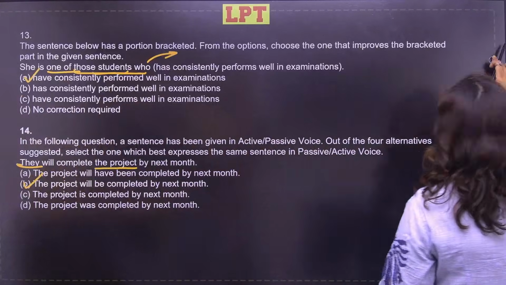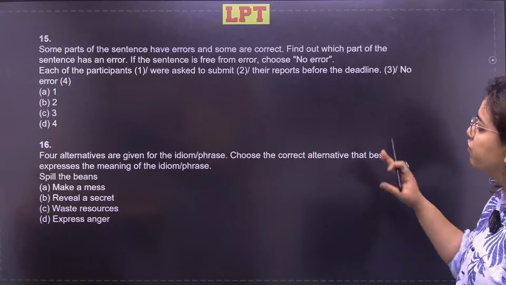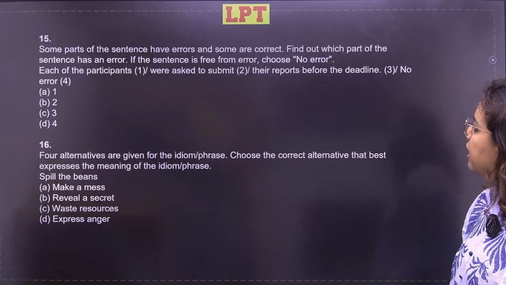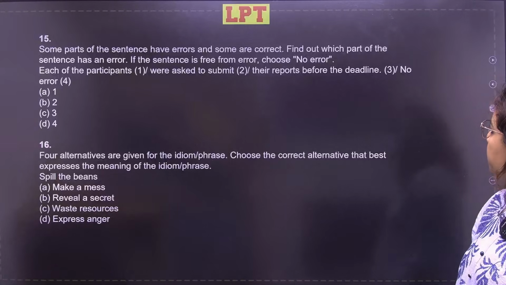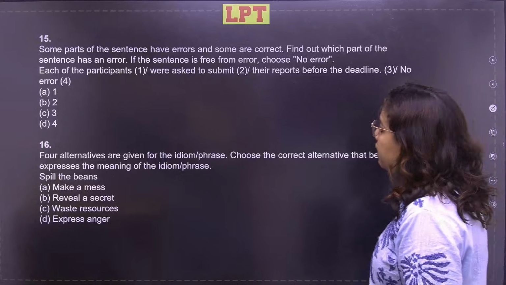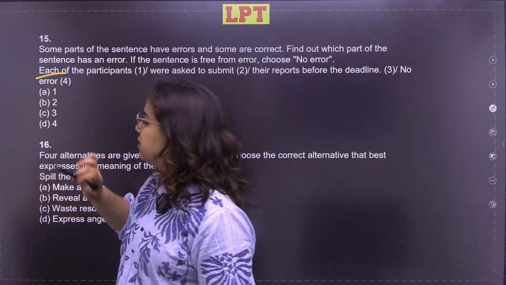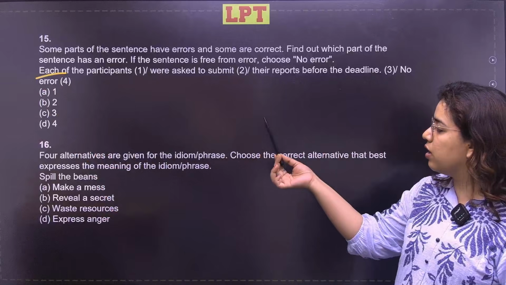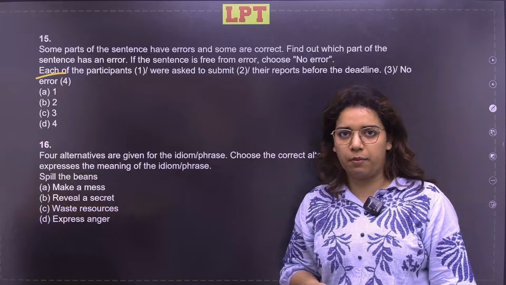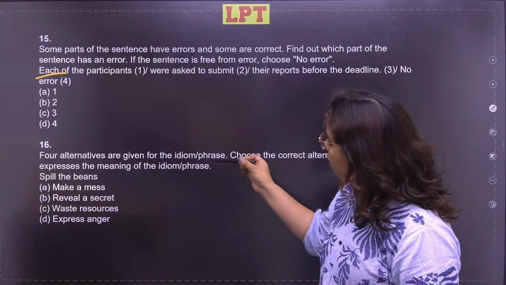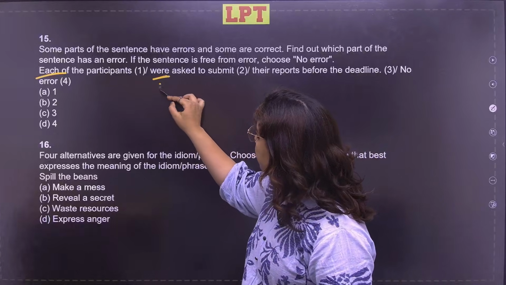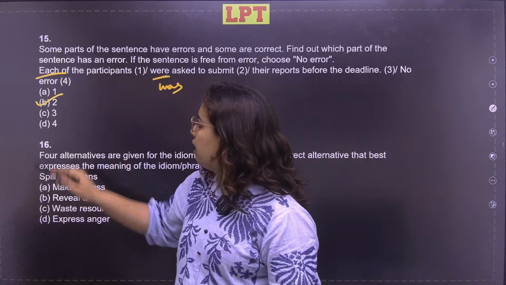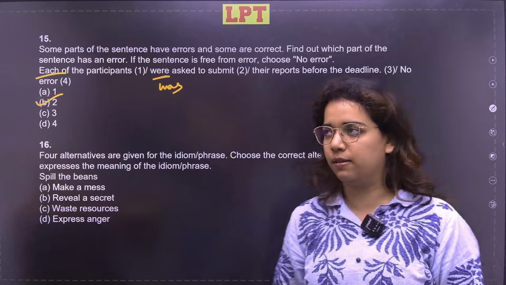Now moving on to the next questions. Now you have to find the error in the section of the sentence. Each of the participants were asked to submit their reports before the deadline. See here, each is a pronoun, okay, indefinite pronoun, and each is considered singular in grammar. So the verb that follows should also be singular. So instead of "were" here, we should be having "was." So the error lies in section 2, and that's why option B is my answer.